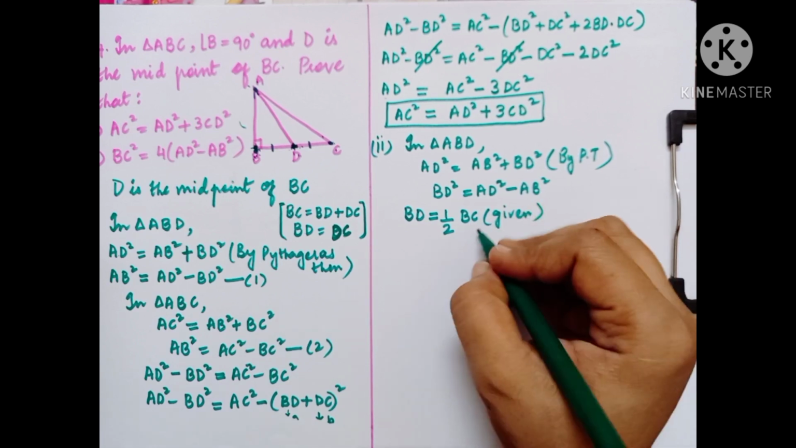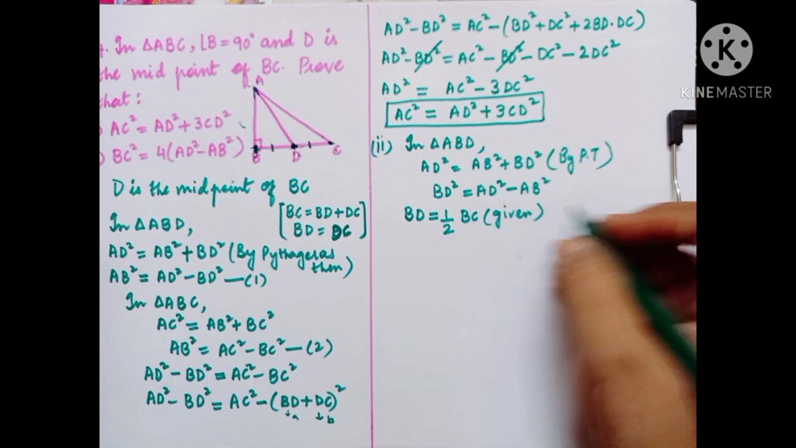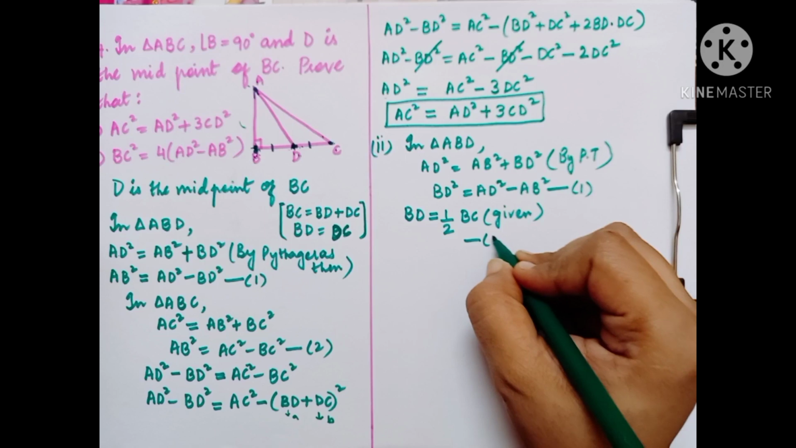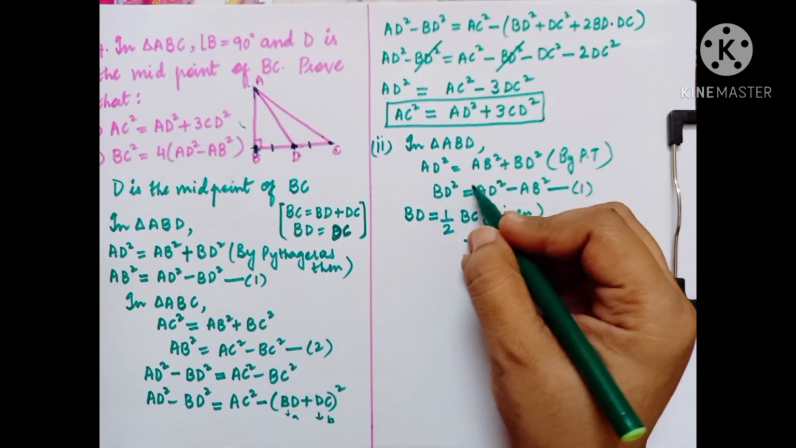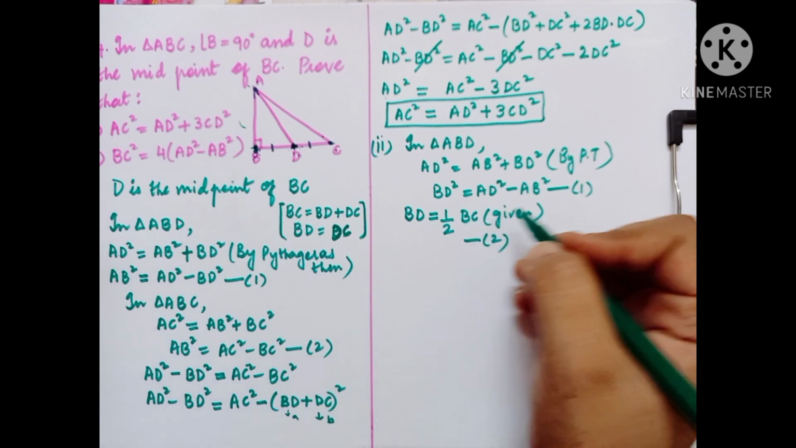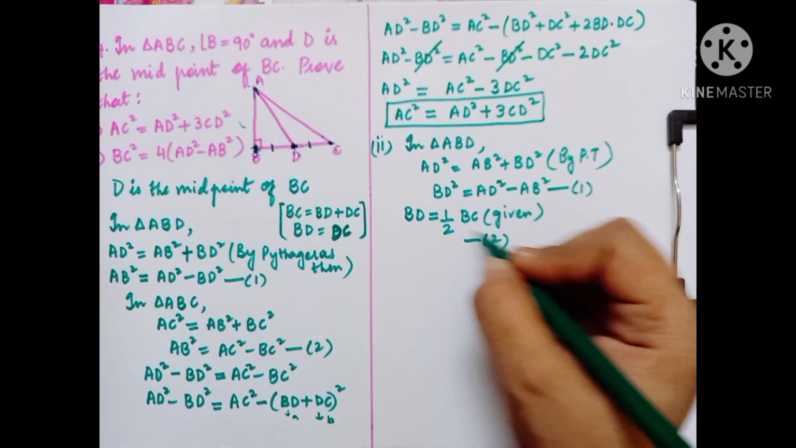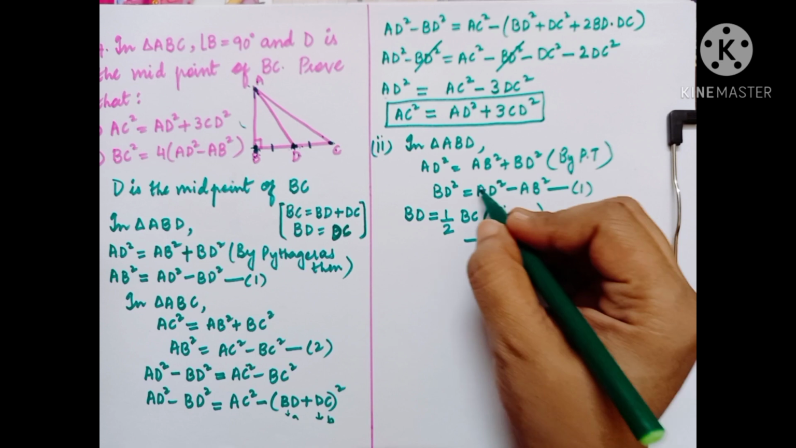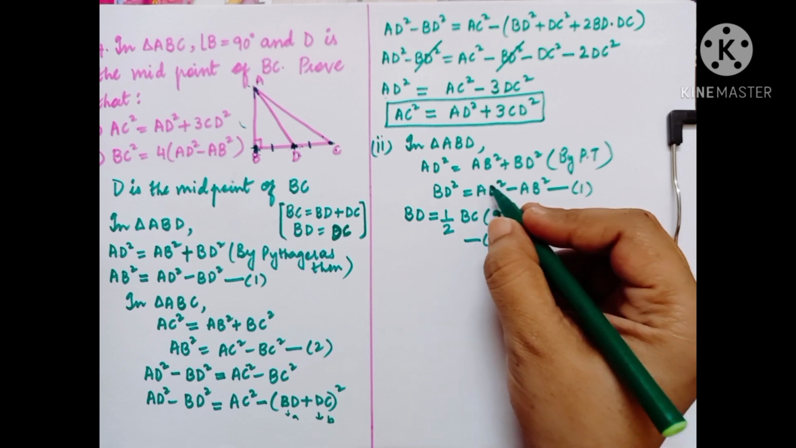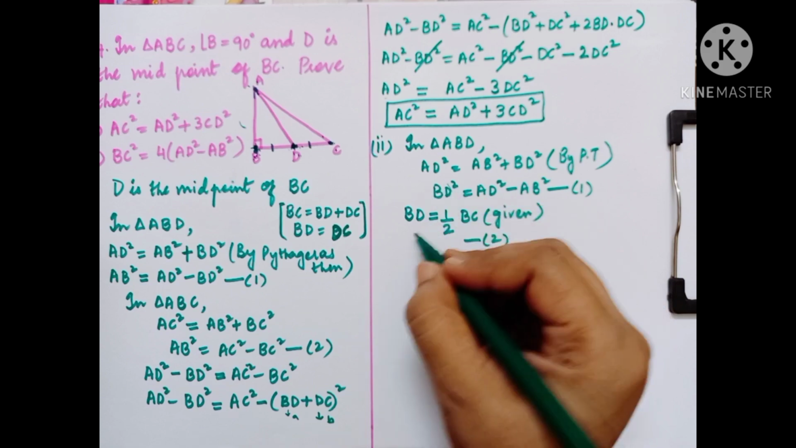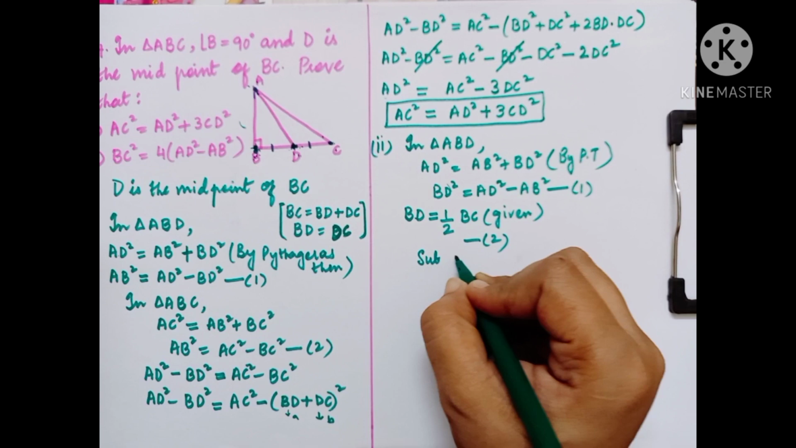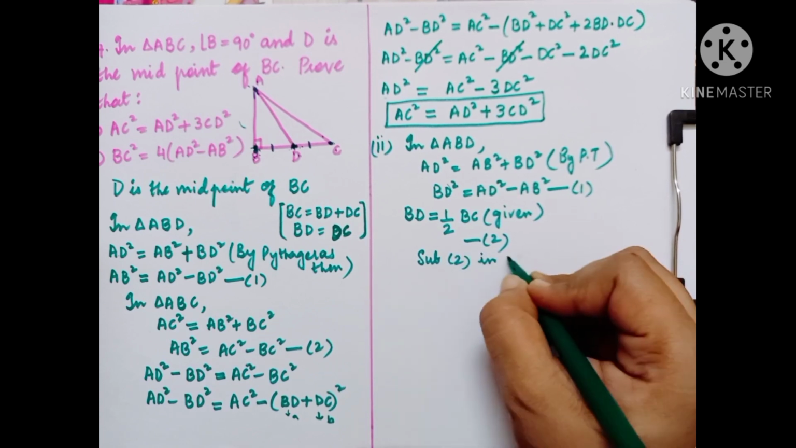So you can name this as equation 1 and here equation 2, because this is BD square equal to this one, but BD is actually half of BC, which is mentioned in the question. So what we can do is substitute equation 2 in equation 1. In place of BD you can write half BC. So let us substitute 2 in 1.